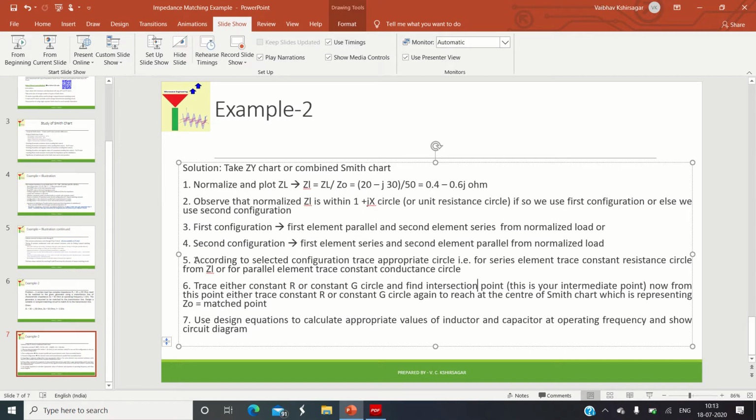So come to the fifth step, according to the selected configuration. Right now, which configuration did we select? We selected the second configuration. Then, as per the configuration, trace the appropriate circle.